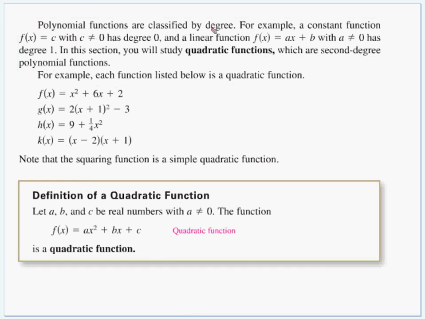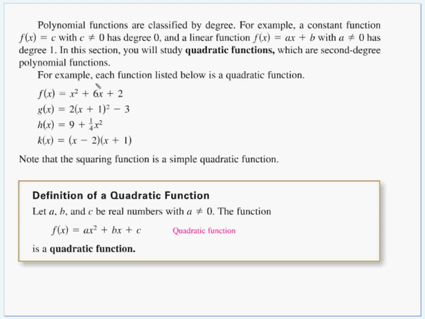Polynomial functions are classified by degree. For example, a constant function, f of x equals c, where c is a non-zero number, has degree 0, because I did mention earlier there could be an x to the 0 power in there, which would just be equal to 1 and wouldn't change the function at all. Our linear function, f of x, is ax plus b. That x has an exponent of the first power, and as long as our constant is not 0, that is first degree. In this section, we're going to study quadratics, which are second degree polynomials.